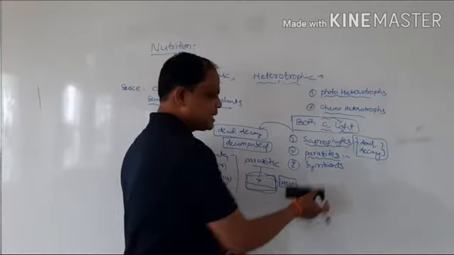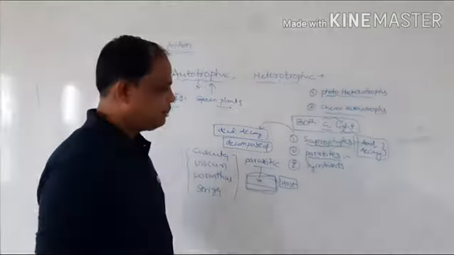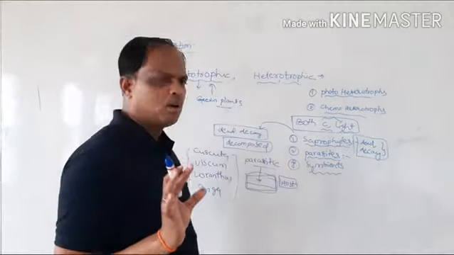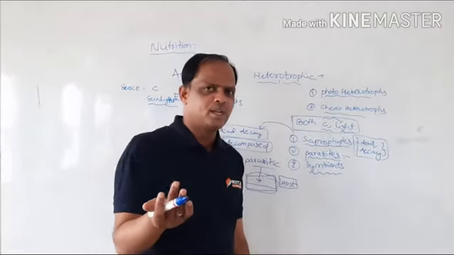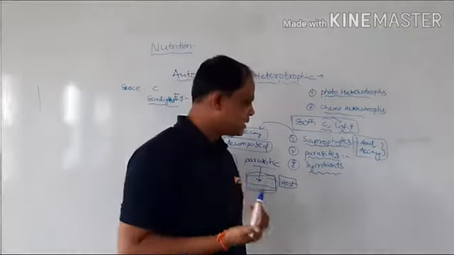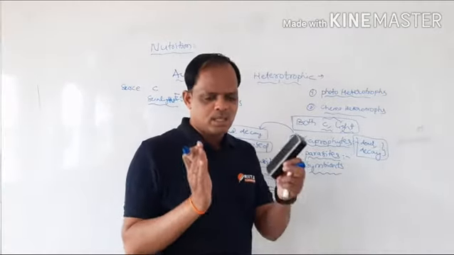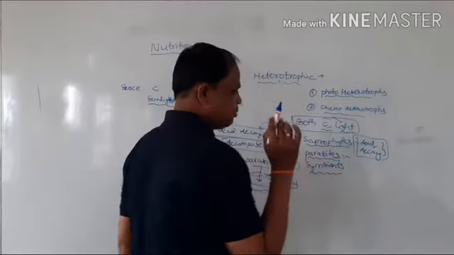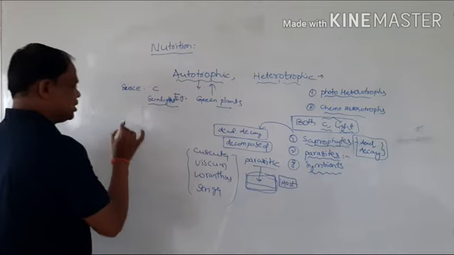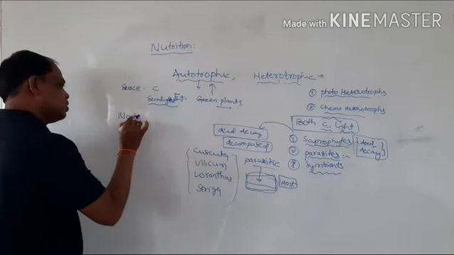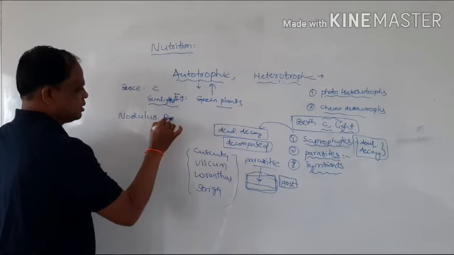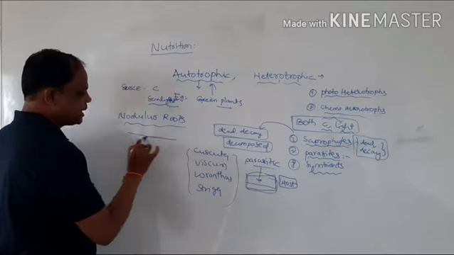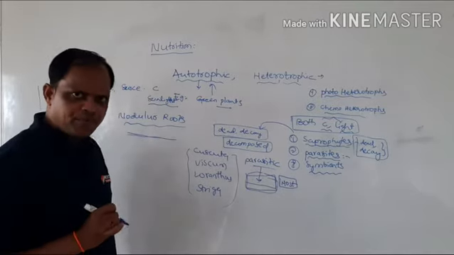And the next one is symbiotes. Symbiotes means mutually beneficial heterotrophism. For example, two organisms are associated and live together. Such organisms are called symbiotes. For example, nodular roots are the best example of symbiotes, in the Leguminosae or Fabaceae family plants.